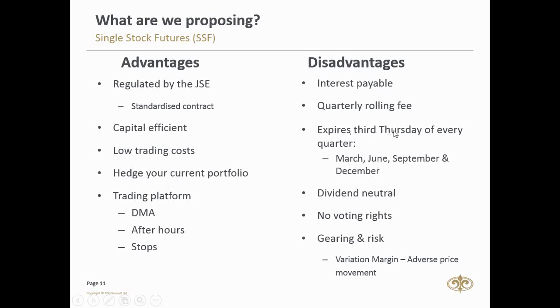So the futures, the JSE has their futures close out on the Thursday. We usually roll over on the Monday. Okay, so the third Thursday of every quarter, March, June, September, and December, we have a futures closeout.